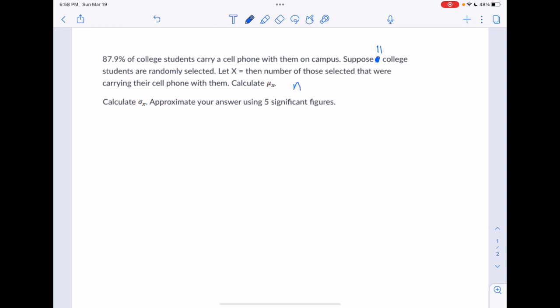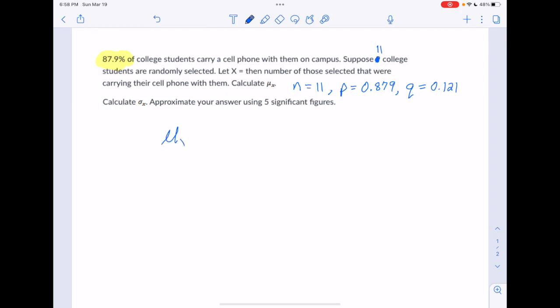So we're going to say that our n is equal to 11, and p is equal to the probability that a randomly selected student would be carrying their cell phone with them, which is equal to the percentage of the population that has that trait. So we take that 87.9% that they gave us right here, we change that to decimal form. Then we switch over and find q by doing 1 minus p, and for that we get 0.121. So once we have n, p, and q, it should be pretty quick and smooth sailing from there.